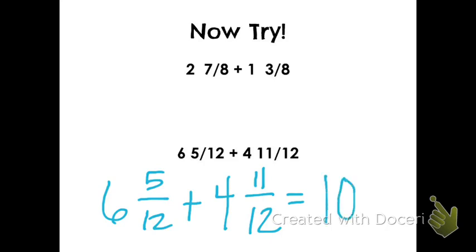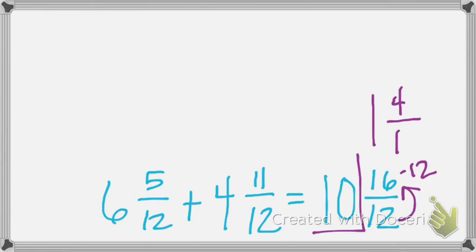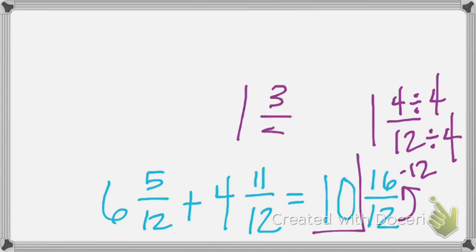But again, add my whole numbers first. 6 plus 4 gave me 10. 5 plus 11 would give me 16/12. But again, I don't want to leave it like that. So I take what I know, which is, I know that 12 is going to go into 16 only one time. So again, leaving my 10 alone for a minute. So it's going to be one whole. Then I have to subtract the 12 from 16 to give me what's left over. Well, I also automatically see that 4/12 is going to be able to be simplified because I can divide both the top and the bottom by 4 to give me my new fraction of 1/3.